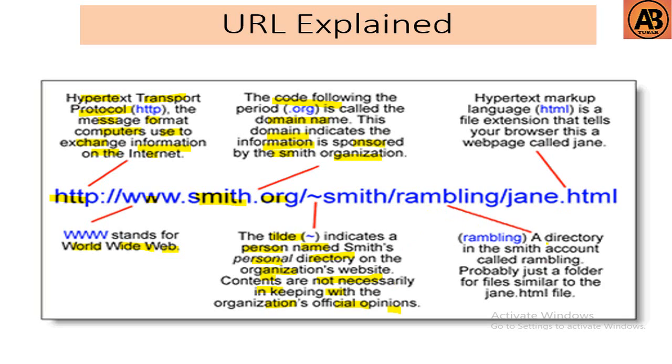Then rambling, a directory in the Smith account called rambling. That means rambling is a directory on this website, probably just a folder or file, similar to the gen.html file. Here you can see gen.html. Hypertext markup language, HTML, is a file extension that tells your browser this web page is called gen. So this is all about the URL, and here is a common example of a URL with a brief explanation.